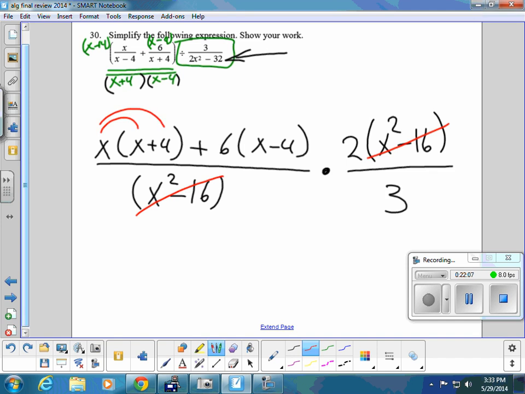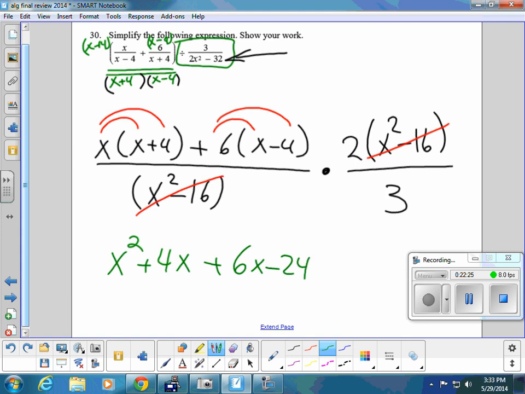So the way you deal with the top is distribute this x, distribute the 6, and then we're going to combine them, kind of like the last question. So when we distribute, x times x is x squared, plus 4 times x is 4x, plus 6 times x is 6x, and 6 times negative 4 is negative 24. Okay, that's still the top over here. Now it's over 1 because we canceled. We still have to multiply by 2 over 3 because we canceled over here.